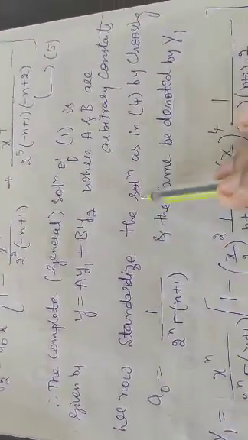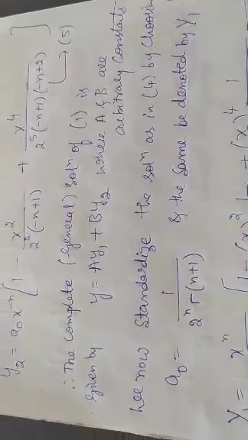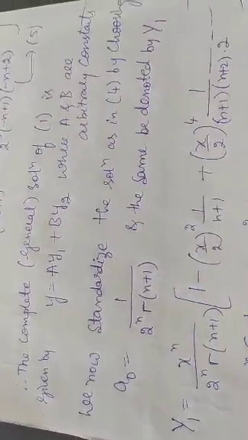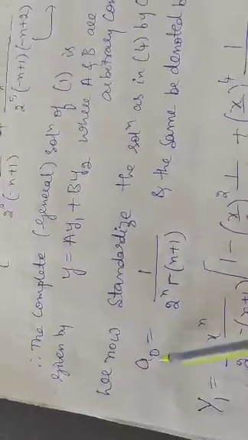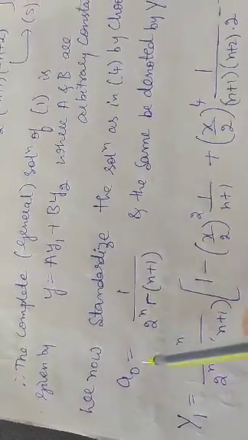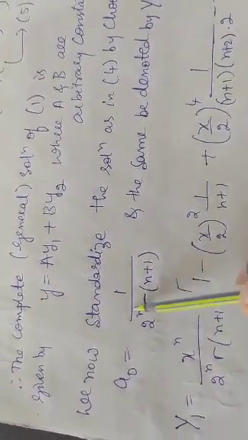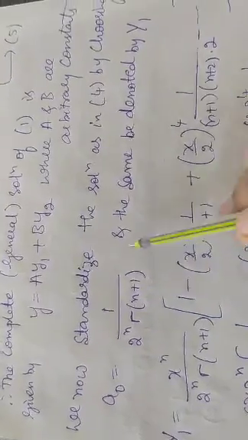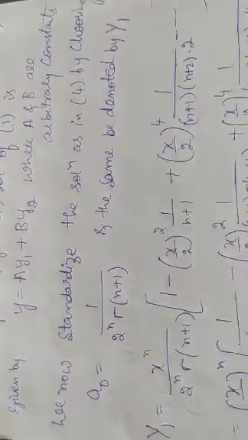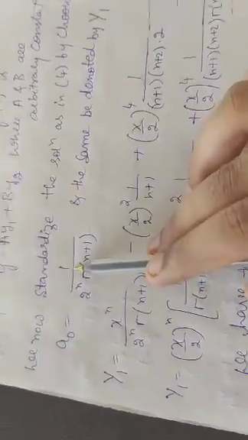Now we standardize the solution in equation 4 by choosing the constant. So we are going to standardize the given formula. By taking the constants, the value of the constant a0 is given by 1 by 2 power n into gamma of n plus 1, and the same is denoted by y1. So I am taking this value as a0, and y1 is on the last page. I am considering a0 as 1 by 2 power n into gamma of n plus 1.